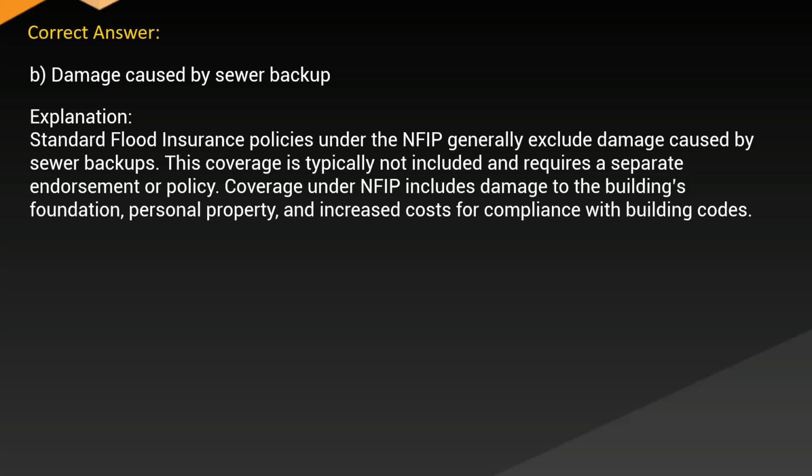Correct answer: B. Damage caused by sewer backup. Explanation: Standard flood insurance policies under the NFIP generally exclude damage caused by sewer backups. This coverage is typically not included and requires a separate endorsement or policy. Coverage under NFIP includes damage to the building's foundation, personal property, and increased costs for compliance with building codes.